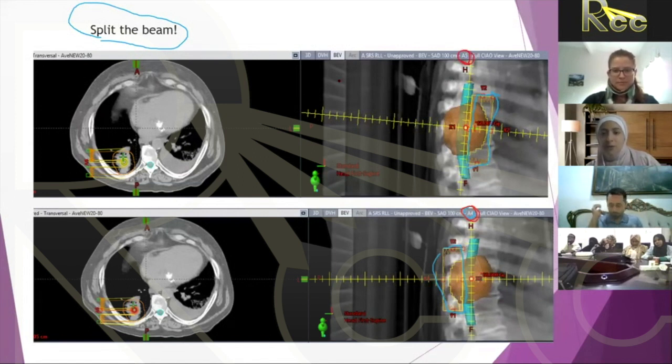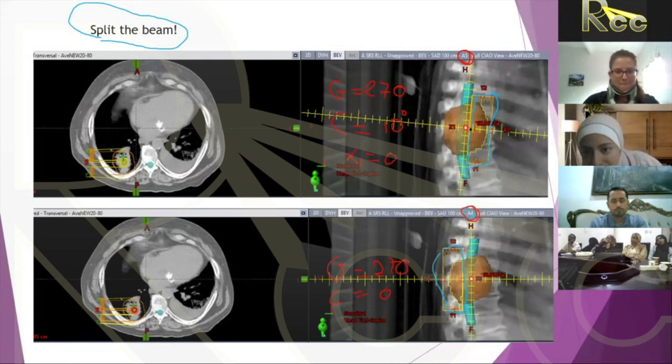Okay? Both beams have the same gantry angle, this is right lateral, so it's 270 degrees on our linac. Okay? But the collimator setting is different. This one has a collimator setting, I don't have the information, but I can see it might be like a 10 degree collimator setting, maybe. And this one is collimator zero. And you can appreciate that the X1 here is zero. So it's a half beam block.